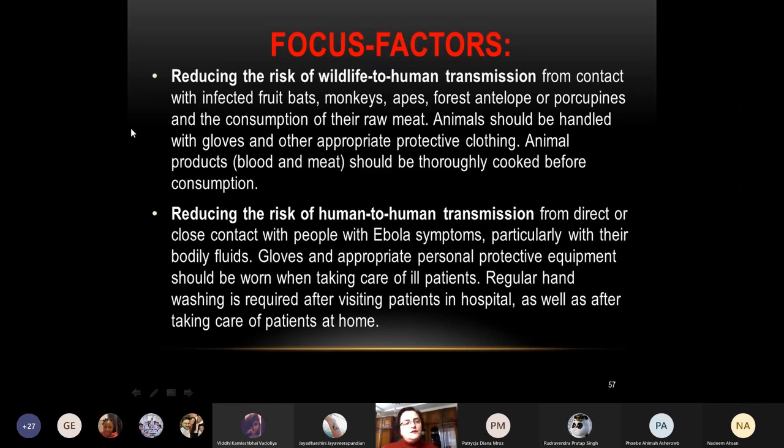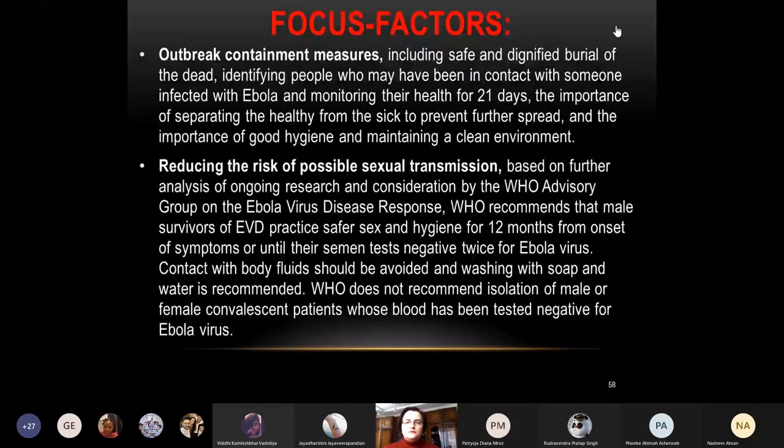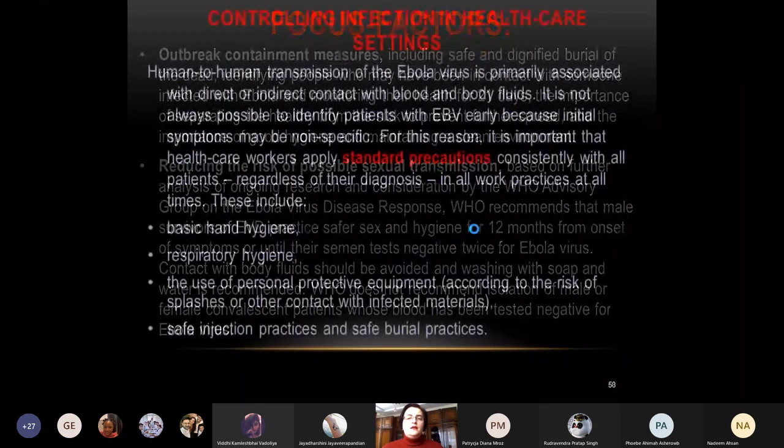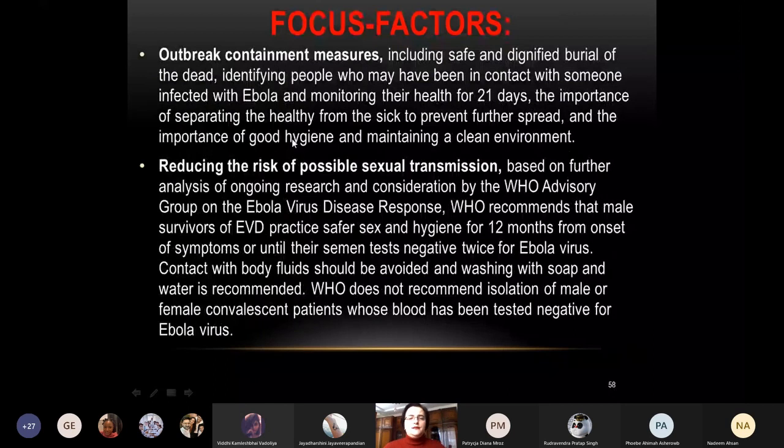Outbreak containment measures, including safe and dignified burial of the dead, identifying people who may have been in contact with someone infected with Ebola, and monitoring their health for 21 days. The importance of separating the healthy from the sick to prevent further spread, and the importance of good hygiene and maintaining a clean environment.